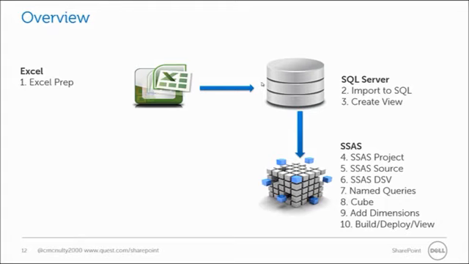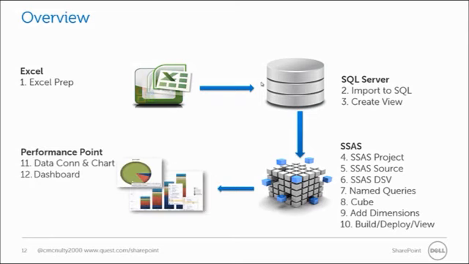We're going to create a project. We're going to bring the data from SQL Server into an Analysis Services cube. We're going to set up queries and dimensions and deploy the cube back into SQL. Lastly, once that's done, it's a matter of taking PerformancePoint. We're going to set up a connection to that data to create a chart, and then attach that chart to a dashboard so I can deploy it to SharePoint. 12 steps.